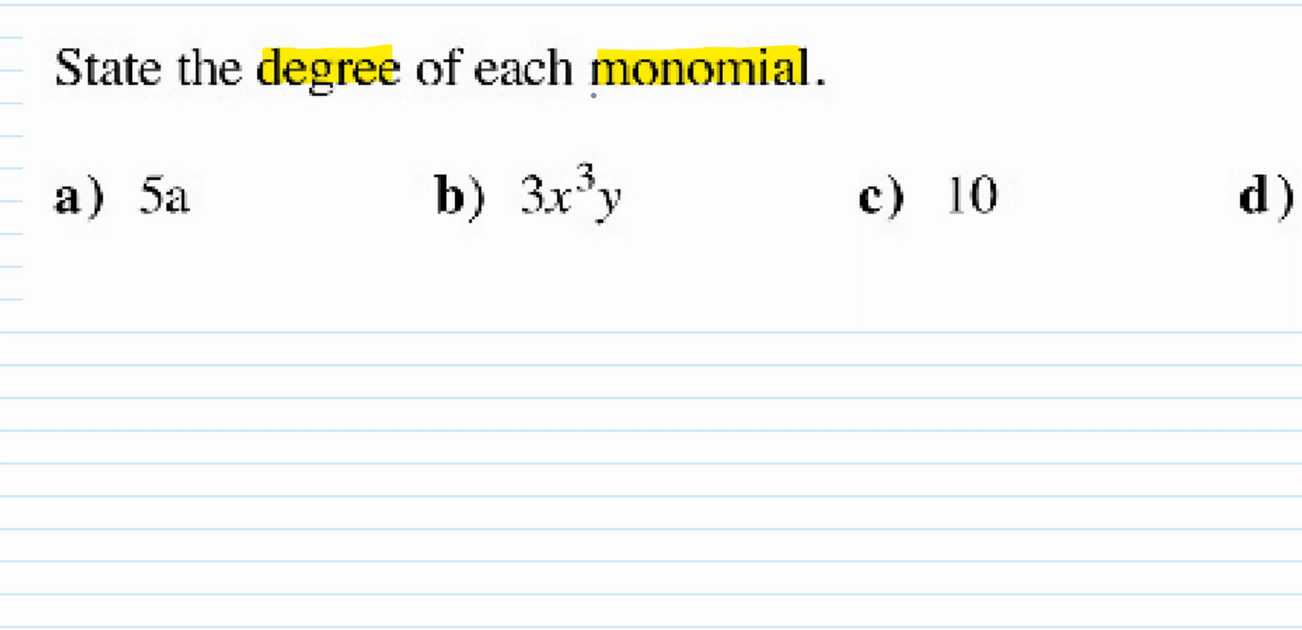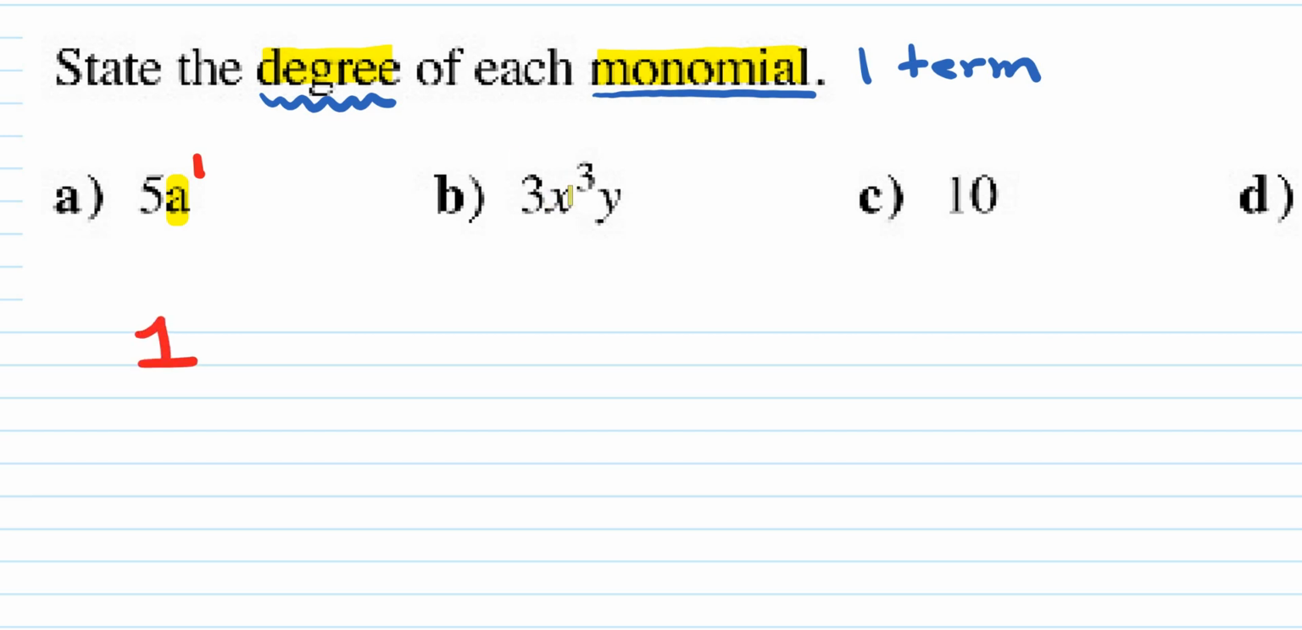Okay, so for the next question, we need to state the degree of each monomial. So monomial means a polynomial of one term, right? And degree, we're basically looking at the highest power on the variables. So for the very first question, I have a 5a, and my variable is an a, and the highest power on the a is an invisible 1. So my degree here is 1.